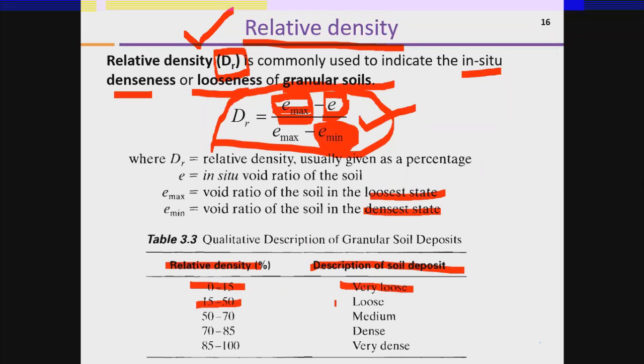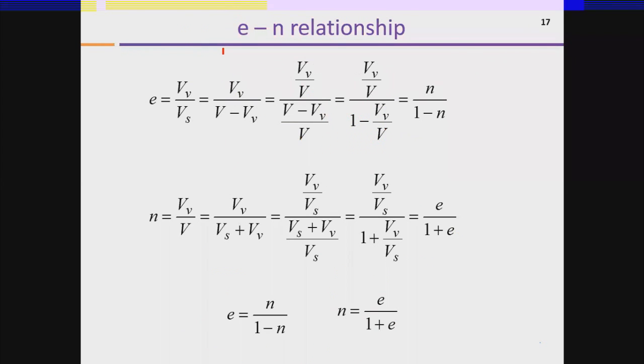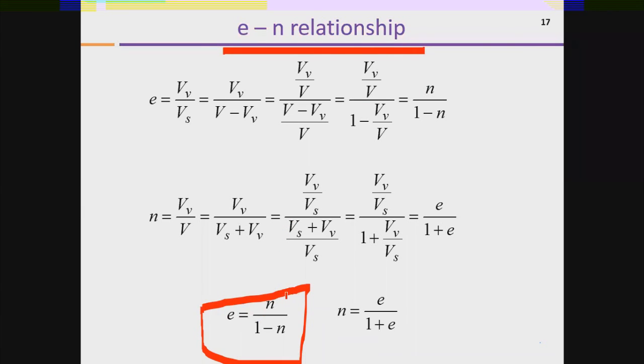15 to 50 is for the loose soil, 50 to 70 is for the medium soil, 70 to 85 is for the dense soil, and 85 to 100 is for the very dense soil. Now let me derive some e and n relationships like this. e is equal to n over 1 minus n. n is equal to e over 1 plus e. So how this expression came, let us discuss.